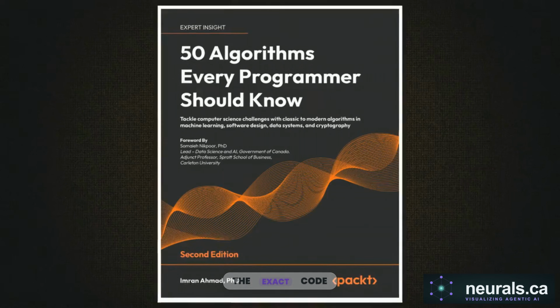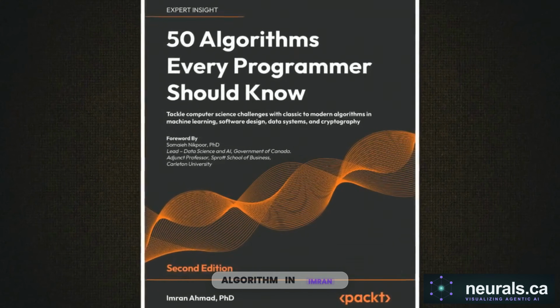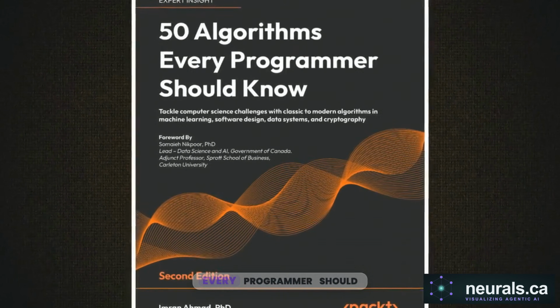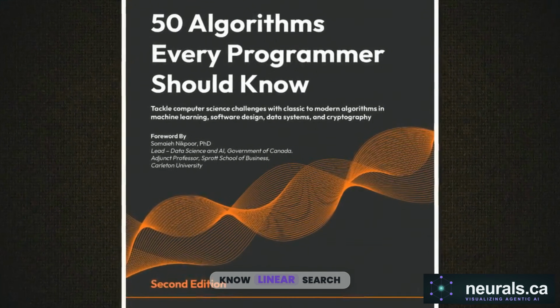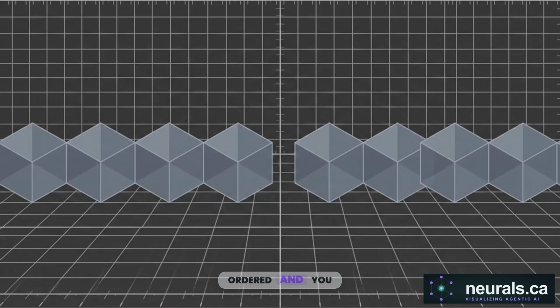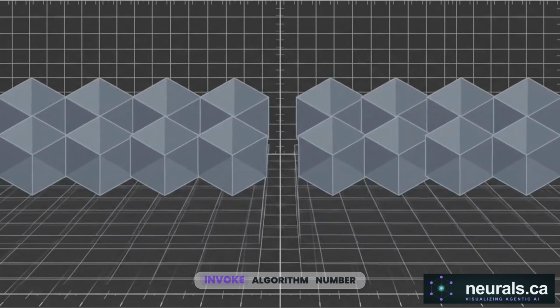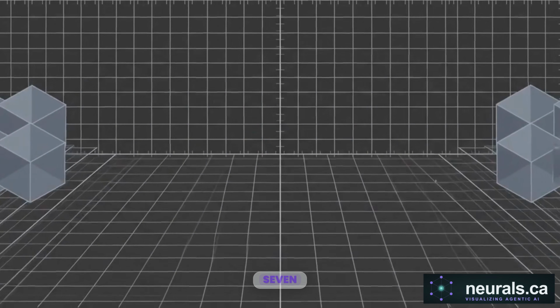You can explore the exact code for both the standard and optimized versions of this algorithm in Imran Ahmad's 50 Algorithms Every Programmer Should Know. Linear search is the honest yardstick against which every other method is measured. Once your data is ordered and you are ready to start halving your search space, it is time to invoke algorithm number 7.